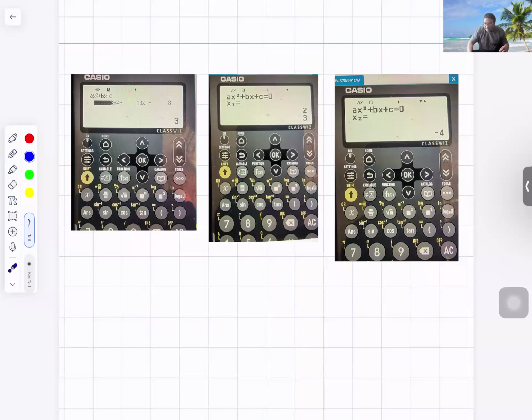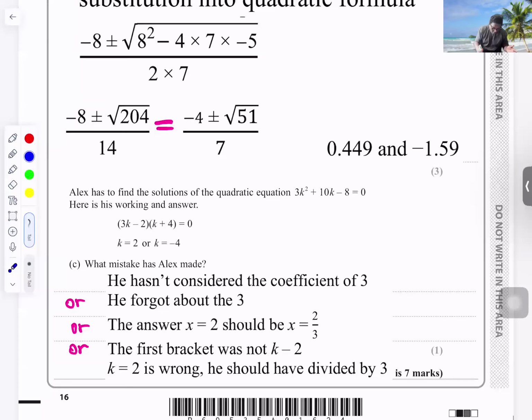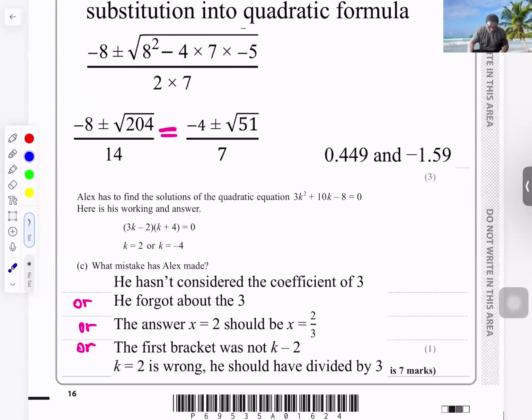So you go now and check if the answer is correct. And you will see that Alex has made a mistake. The answer k equals 2 is wrong. It should be 2 over 3. And that's 1 mark. And you could choose any of these answers to write, but just say the answer is 2 over 3. And that's all that question 17.